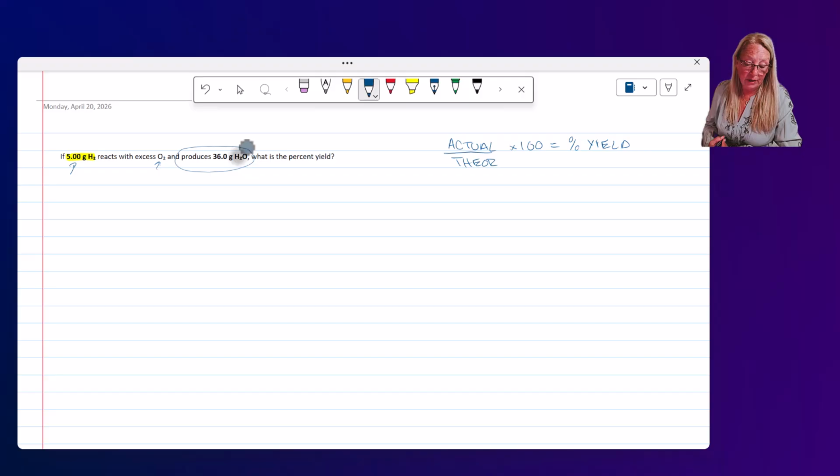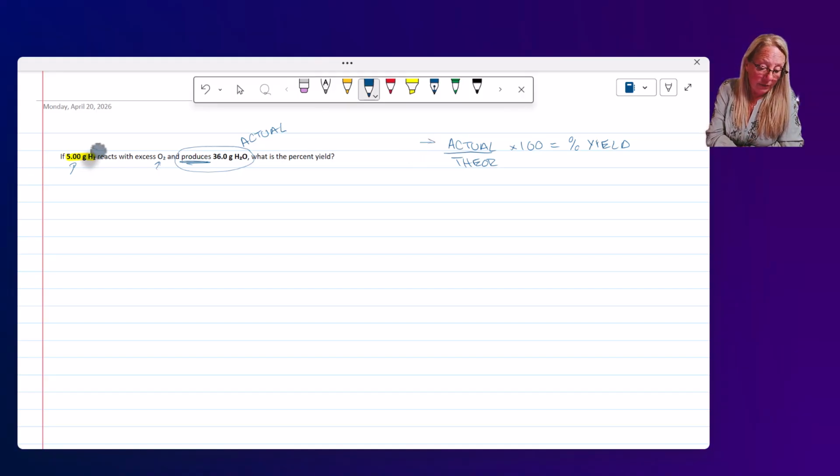So first thing we need to know is, is that 36 grams theoretical or is that actual? Key word here is produces. It's making. That's my measurable quantity. So this is what I've actually made. I'm not going to do anything with that yet. I'll go ahead and use it in this equation once I figure out what theoretical is.